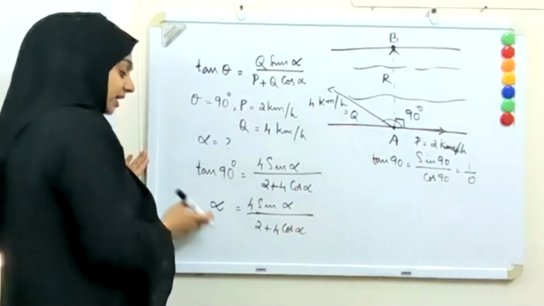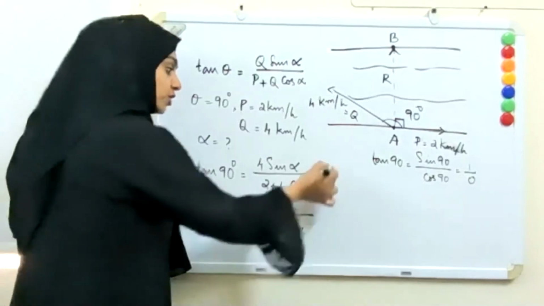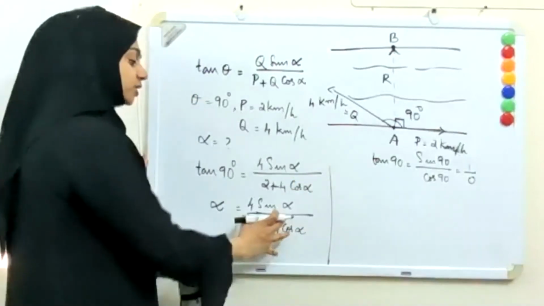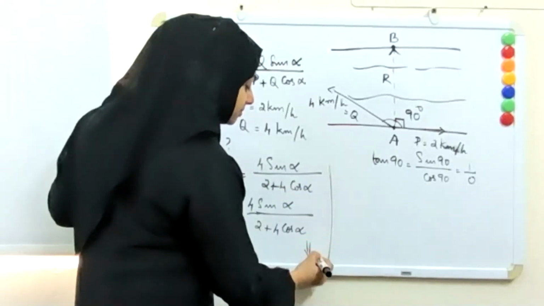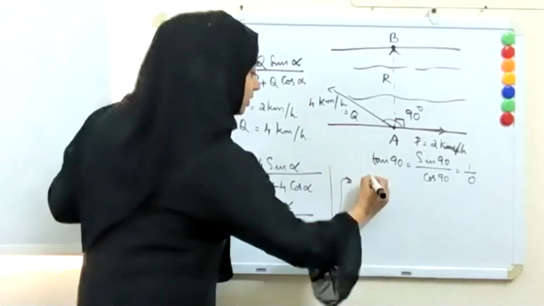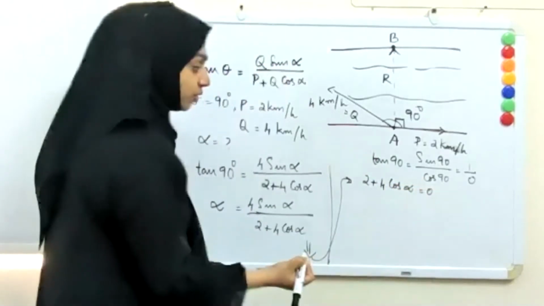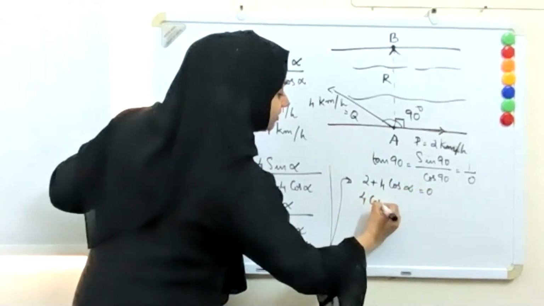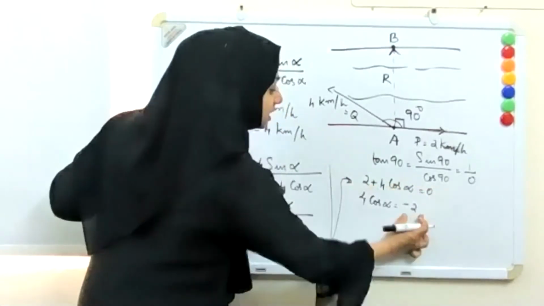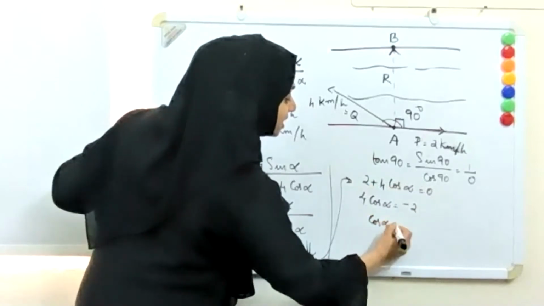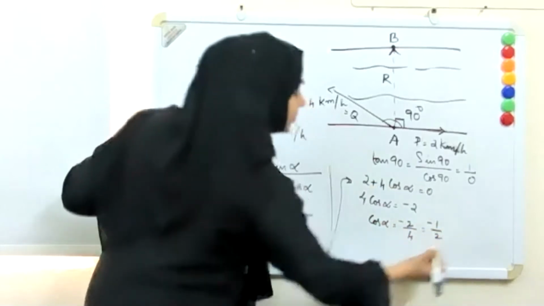So we can say that a quantity will be undefined if its denominator is 0. So we can directly put this value equal to 0. This implies that 2 plus 4 cos alpha is equal to 0, or 4 cos alpha is equal to minus 2. When I take plus 2 to the other side, minus 2, or cos alpha is equal to minus 2 by 4, which is equal to minus 1 by 2.